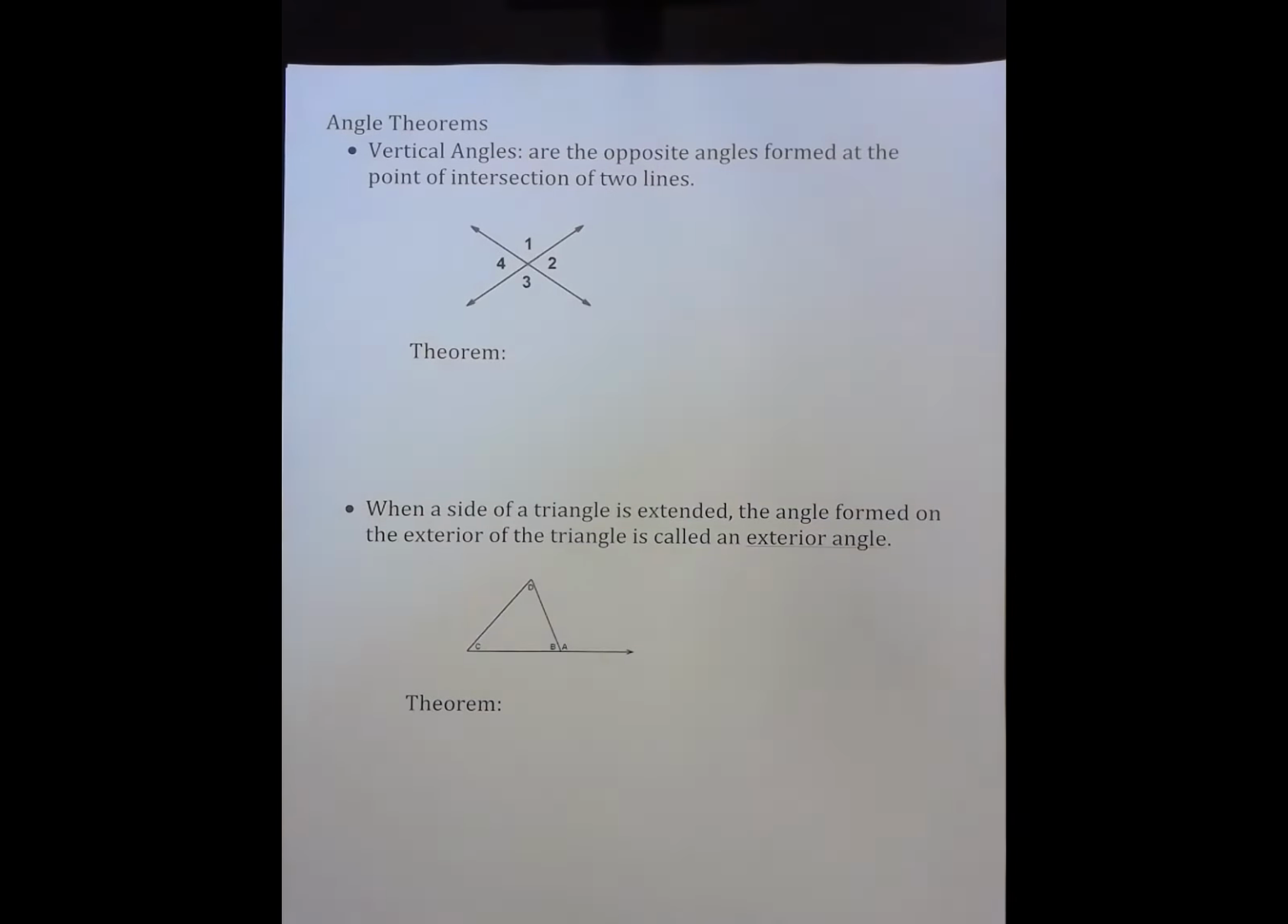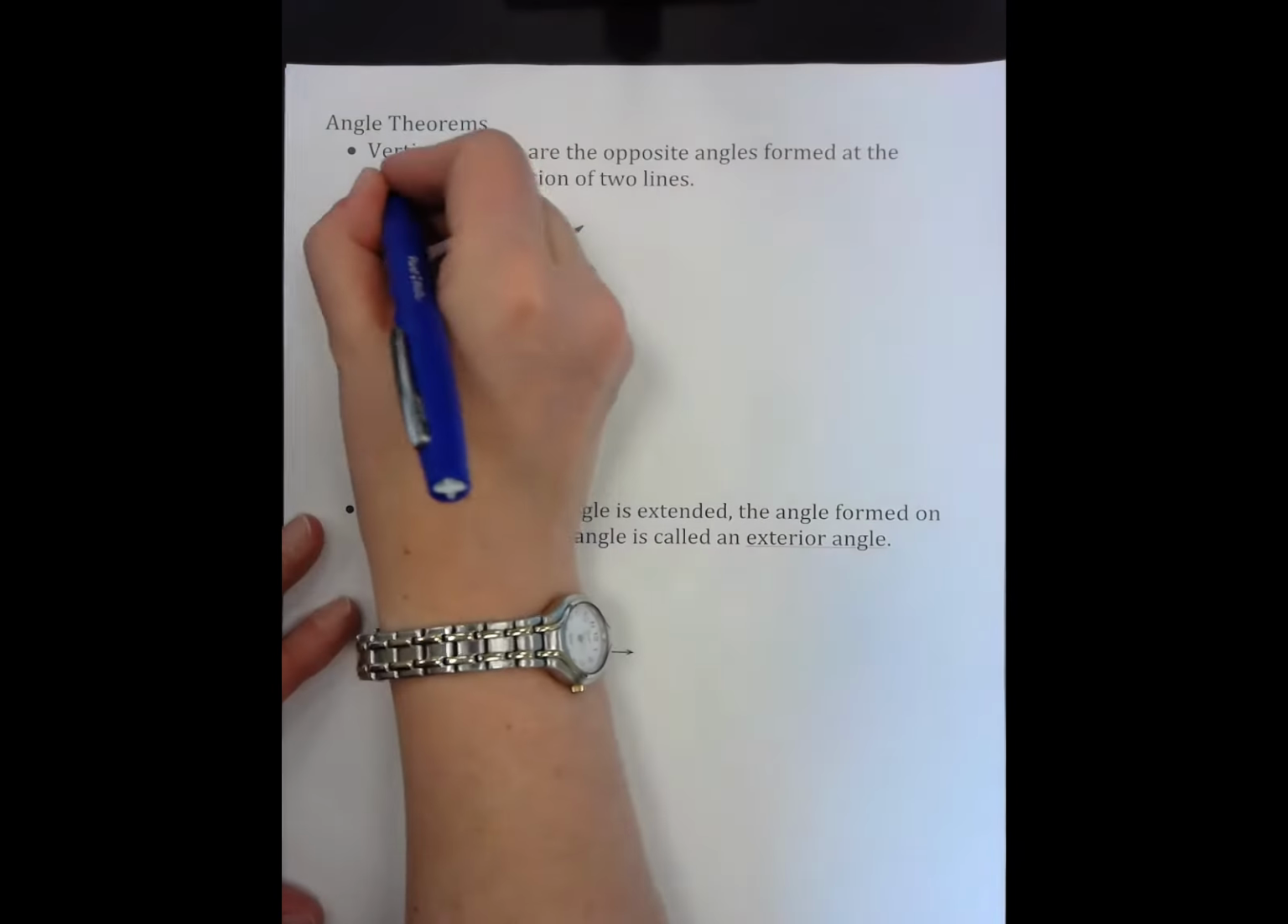These are the angle theorems that you explored in class. And these angle theorems fall out from the parallel postulates. So the first thing is we need some definitions. One of the angles that we talk about are vertical angles.